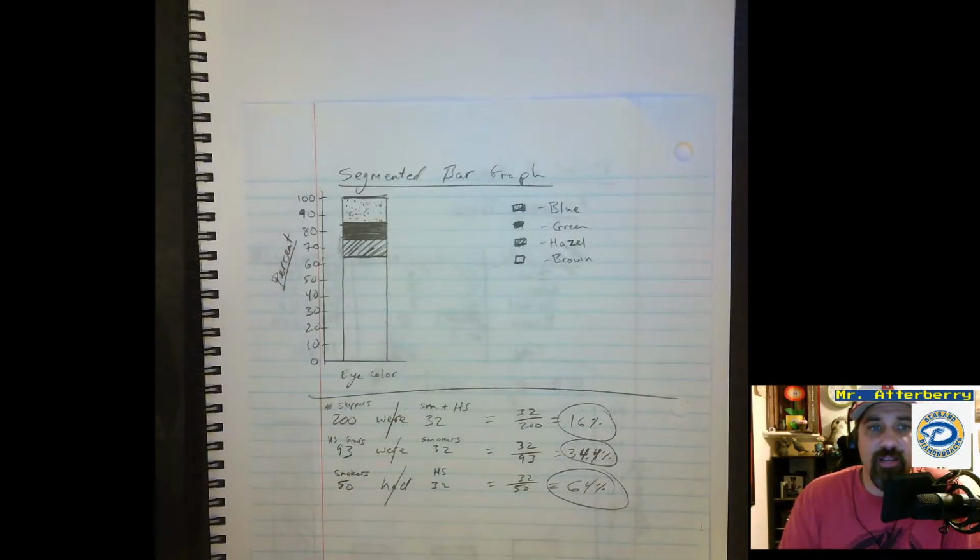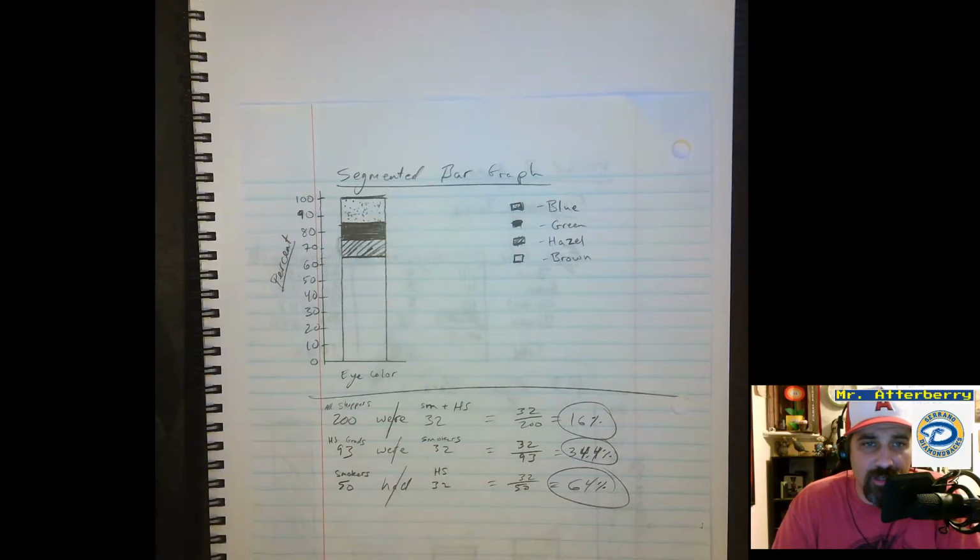All right, we took those percentages and made what's called a segmented bar graph. How do you make a segmented bar graph? You start by making it from 0 to 100. Every segmented bar graph goes from 0 to 100. One more time, every segmented bar graph will go from 0 to 100.